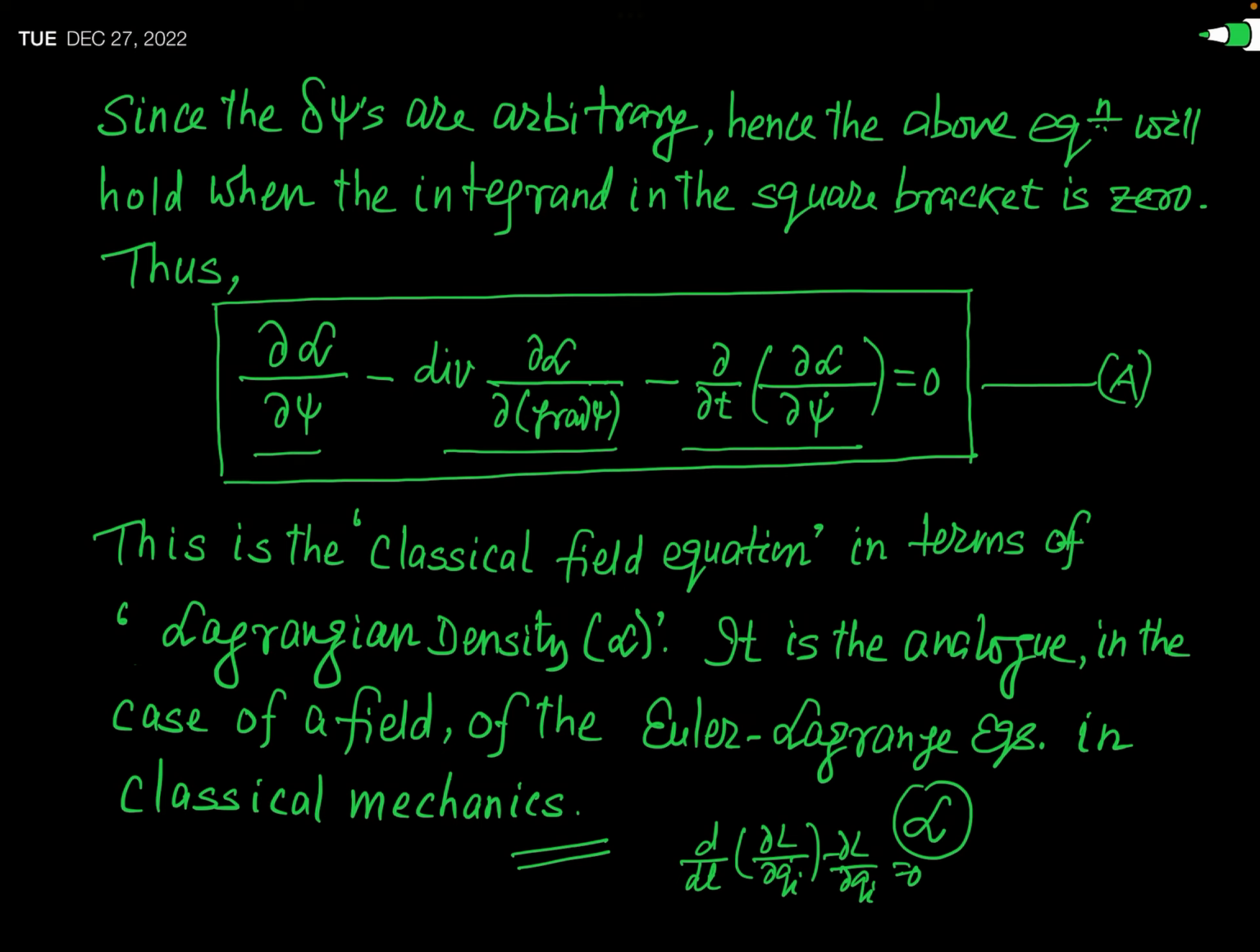The form of the field equation defined in equation A in terms of Lagrangian density is not exactly similar to this, but when it is transformed in terms of the Lagrangian of the field, the equation obtained will be just analogous to the Euler-Lagrange equation. So watch this video seriously, and then definitely watch the second video for the complete knowledge of the classical field equation by the Lagrangian approach.